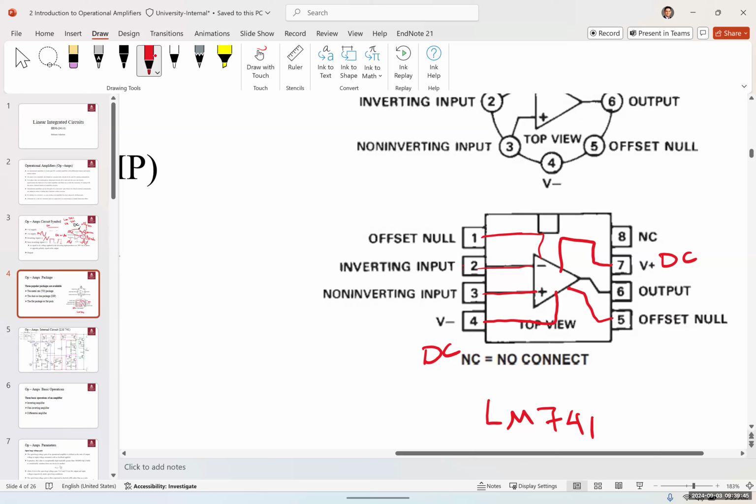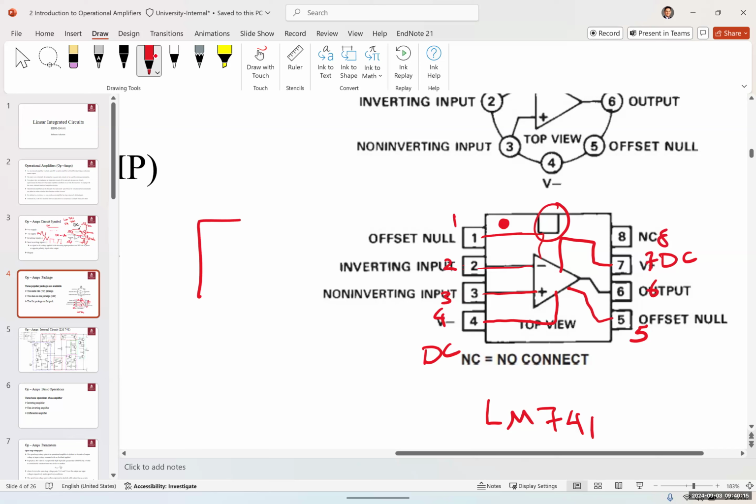But for the 741, pin number 2 and 3 are the inputs, the inverting and non-inverting input, and pin number 6 is the output. The way that we determine the pin numbers, it usually has a notch or a dot on the left side, and then you count from the left side. So it's going to be 1, 2, 3, 4, 5, 6, 7, 8.